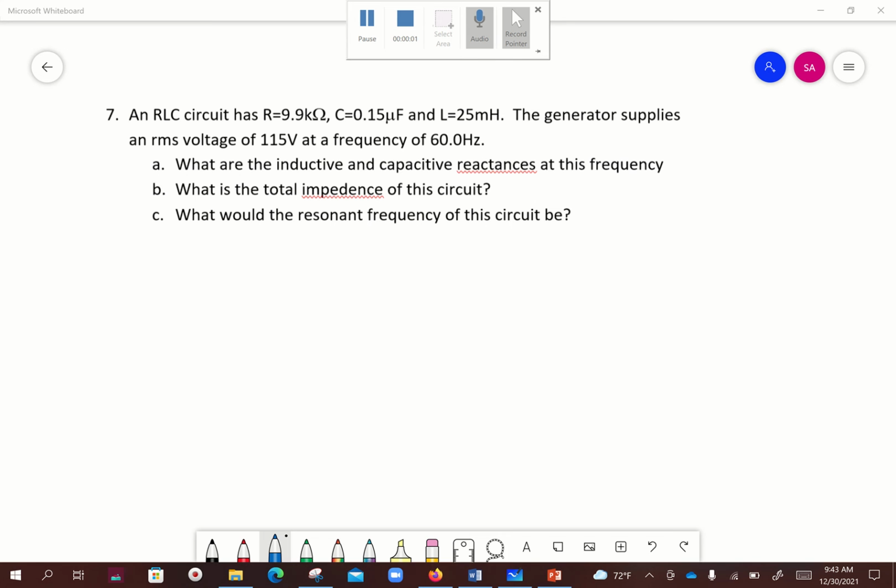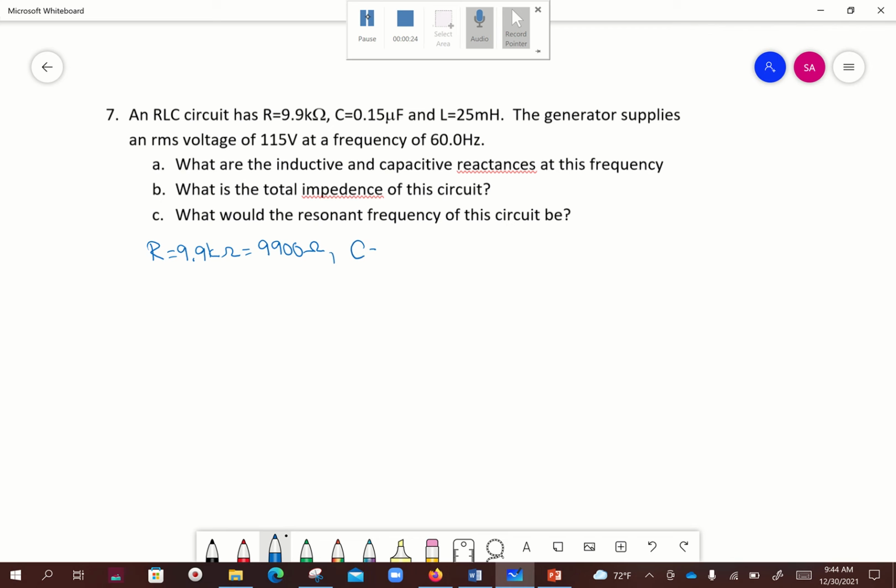So the last topic we covered in this chapter was to do with RLC circuits, where we have resistances, capacitors, and inductors hooked up in series. What we're told is that we have a resistance of 9.9 kilo ohms. So let me go ahead right away, multiply by 1,000, so it's 9,900 ohms.